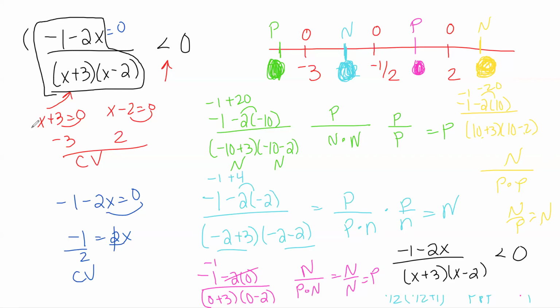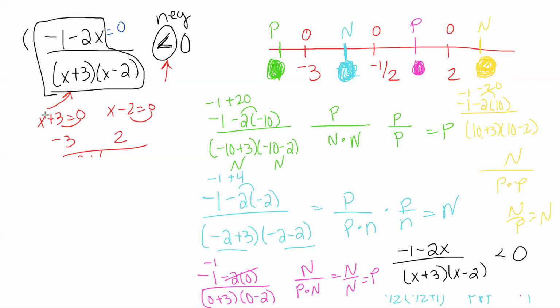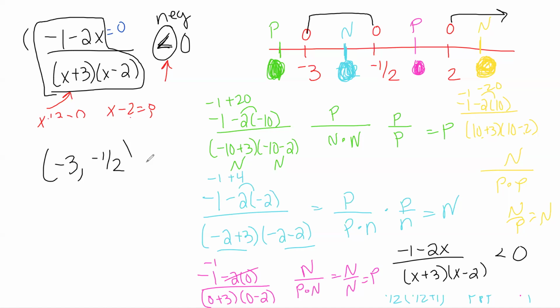And now go back to the original box thing. It is less than 0. So we want negative. Okay, I got a white out here. Let's get our final result. We want negative. So go back to your thing and we're looking for N or minus. Here and here to forever. So open -3 to -1/2, open, and open 2 to forever.